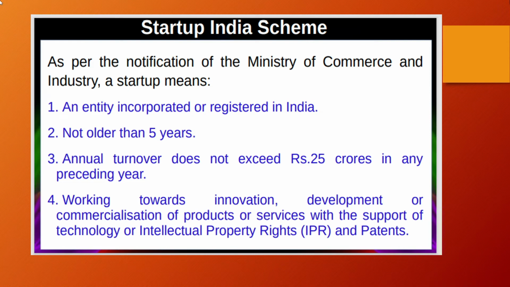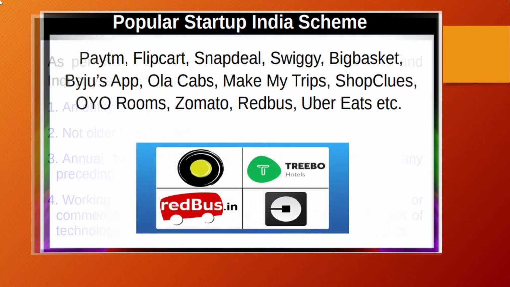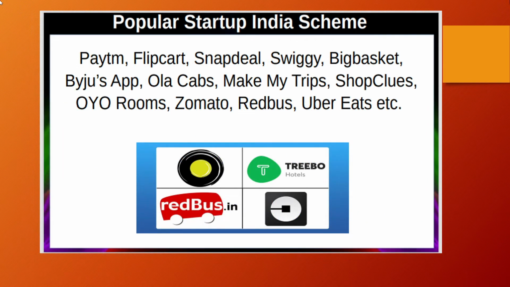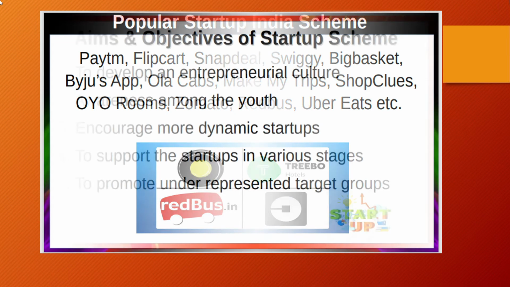Now, let's move on to the next slide. And here, I would like to give you some examples of very popular startups in India. The examples could be Paytm, Flipkart, Snapdeal, Swiggy, Big Basket, Byju's app, Ola Cabs, Make My Trip, ShopClues, Oyo Rooms, Zomato, Redbus, Uber Eats. So these are some of the examples of startups in India.